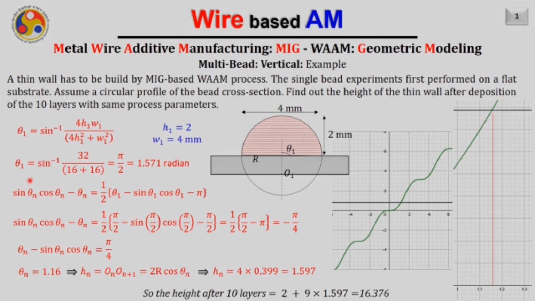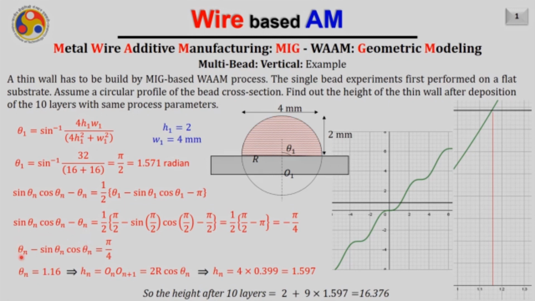Now we can easily find out the value of the angle subtended by a deposition on the nth layer at the center of the deposited bead. We have already derived this equation in the last slide, and by utilizing it we will find the value of theta n. We know the value of theta 1 now, so let us substitute it in the right hand side expression, and as a result the right side expression will have minus pi by 4.